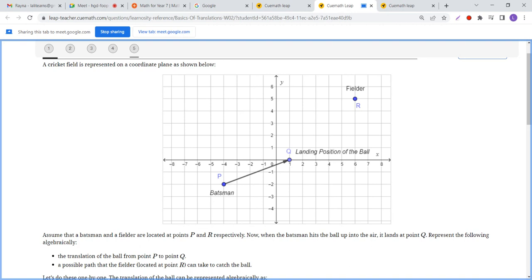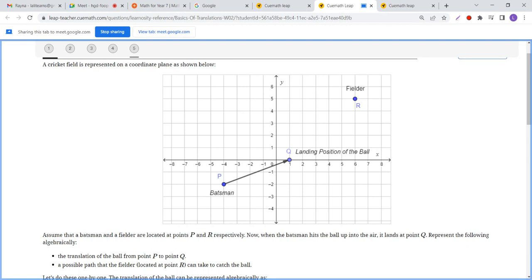It will be 5 right and then 3 up. 5 right, 3 up. Okay. A possible path that the fielder located at R can take to catch the ball. Was it right? Sir, yeah, that's correct.